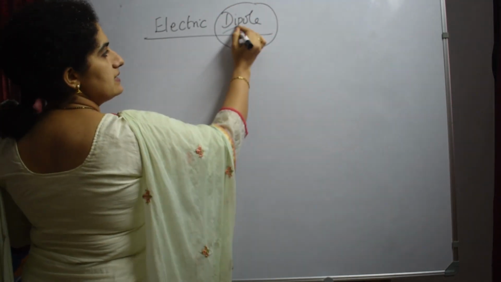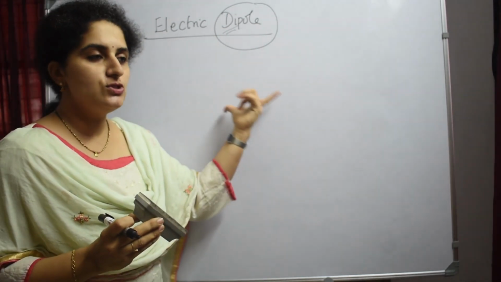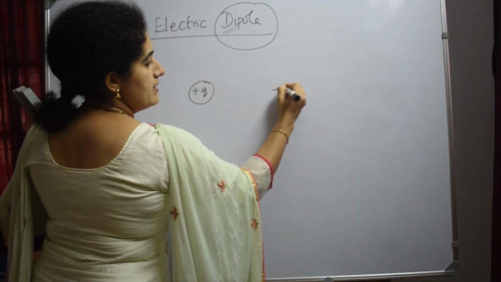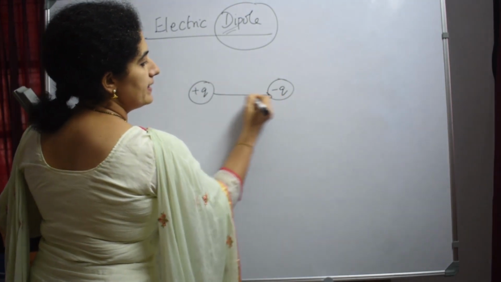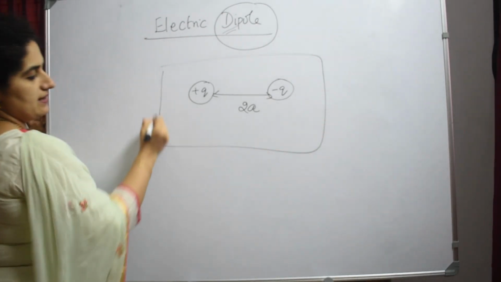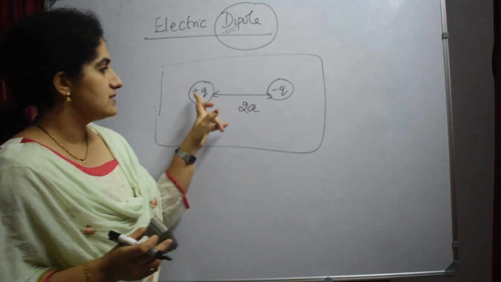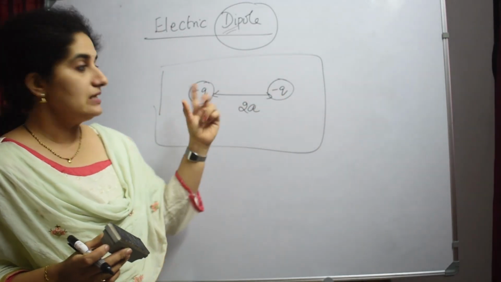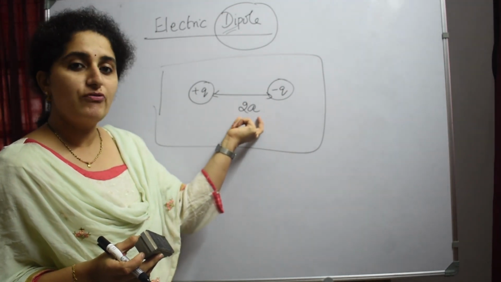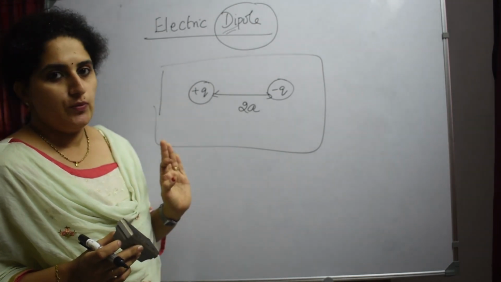As the name indicates, di means two. It will have two poles or two charges. So I will write plus q and minus q, separated by a distance of 2a. This whole system is called an electric dipole. We are dealing with the charges. So plus q and minus q, equal and opposite charges separated by a distance of 2a, is called a dipole or electric dipole.